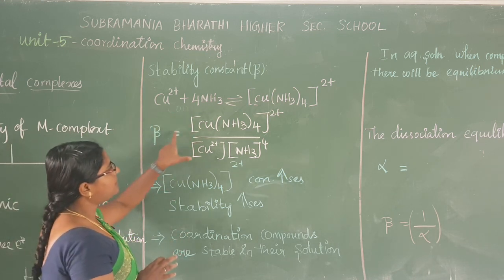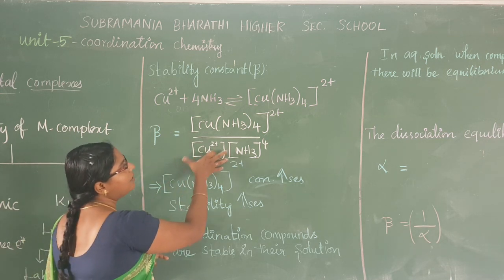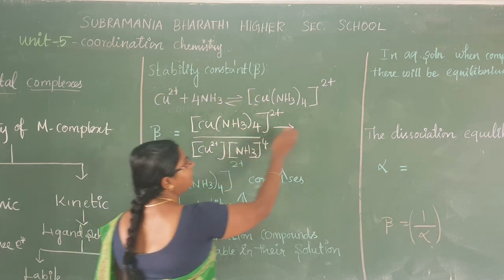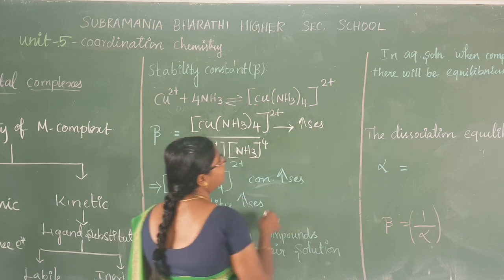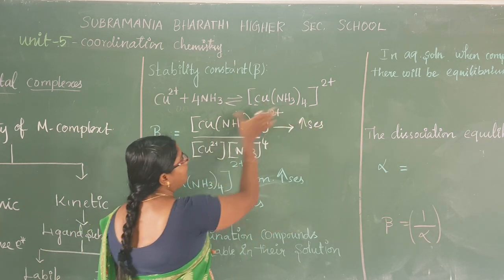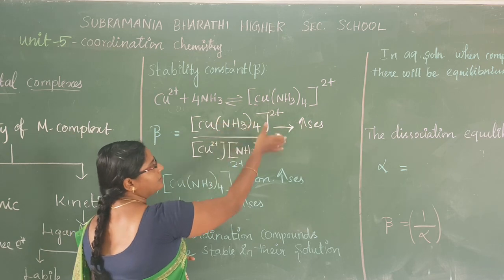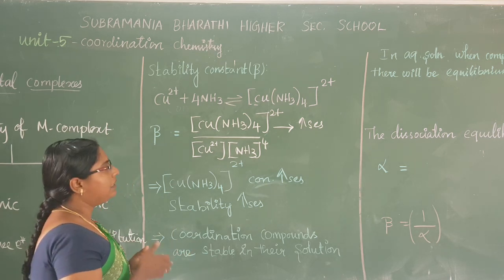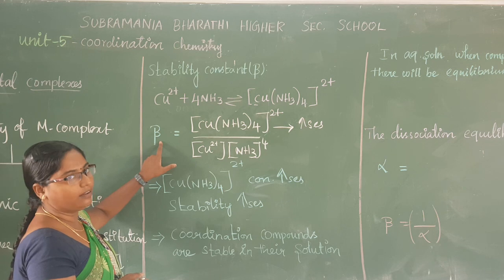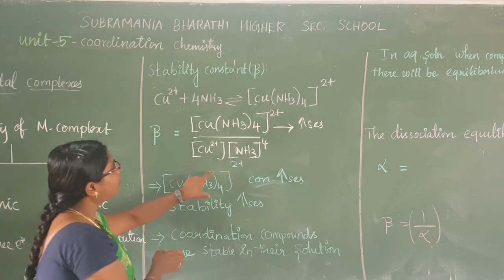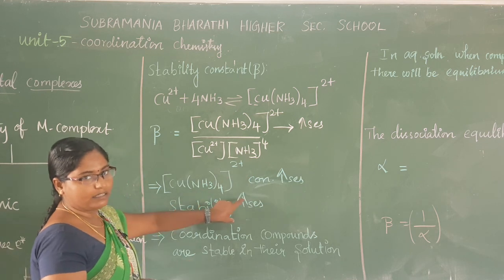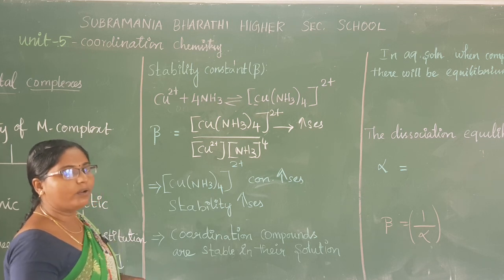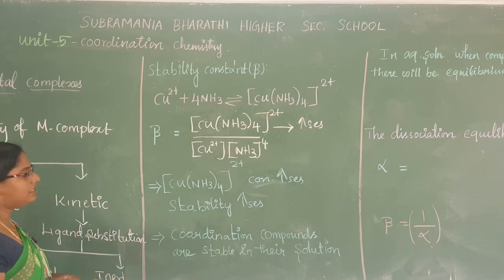From this equation we can infer that whenever the concentration of the complex increases, stability also increases. Whenever the concentration of this product increases, stability increases. Therefore, if stability increases, the stability constant will also increase. We can conclude that greater the concentration, greater will be the stability constant.